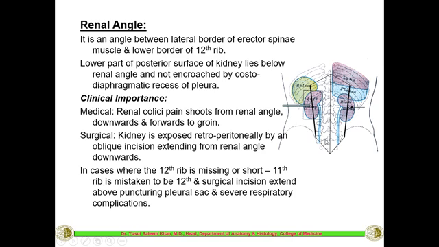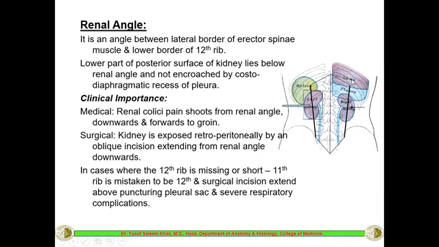So this will be the muscle. This is how it looks, almost on either side of the vertebral column. So this will be the lateral border, this is the medial border, this is the upper and lower borders. This is called the erector spinae. So this renal angle is between the lateral border of the erector spinae.